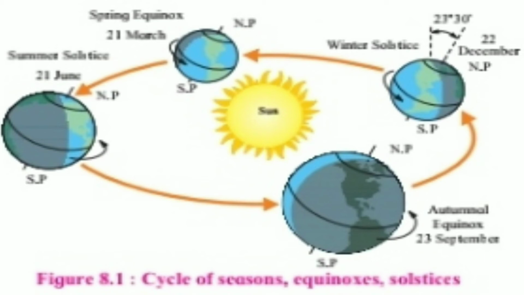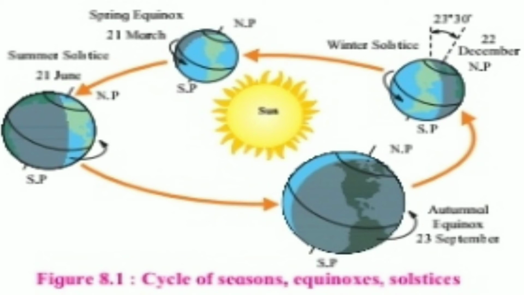You can see here, 23rd September is one equinox. It is known as autumnal equinox. And another is 21st March, which is known as spring equinox. So now you have got the difference between solstice and equinox.